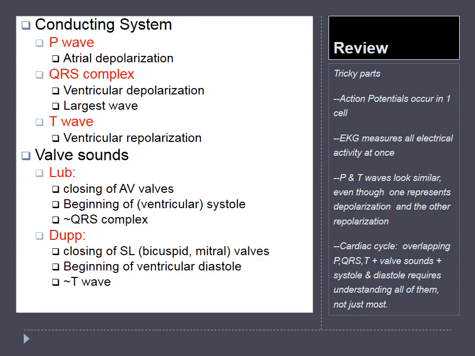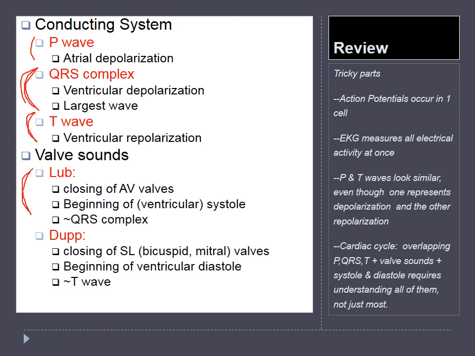So that wraps up the electrical system of the heart. We covered the waveforms that we can see on the EKG. The P wave, which is the atria contracting. The QRS, which is the big wave representing the ventricles contracting. And the T wave, which represents the ventricles relaxing.